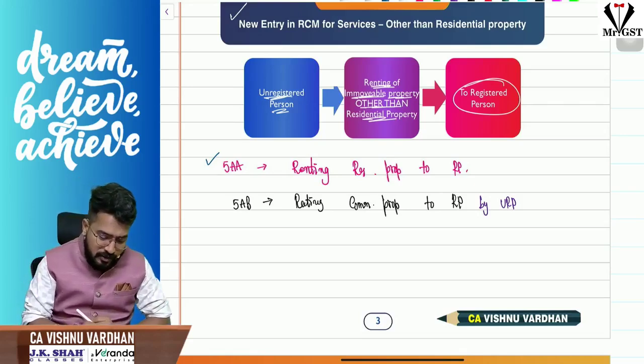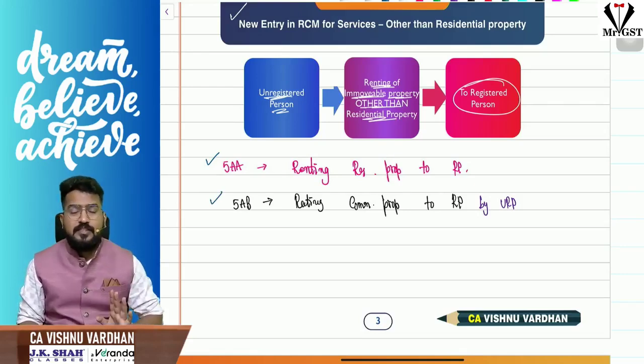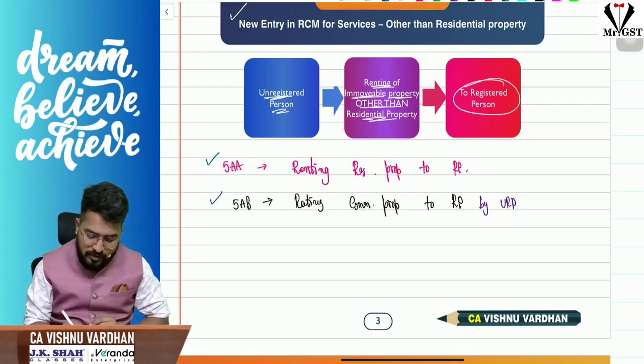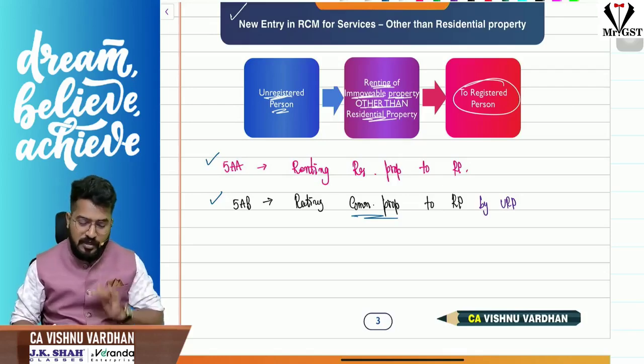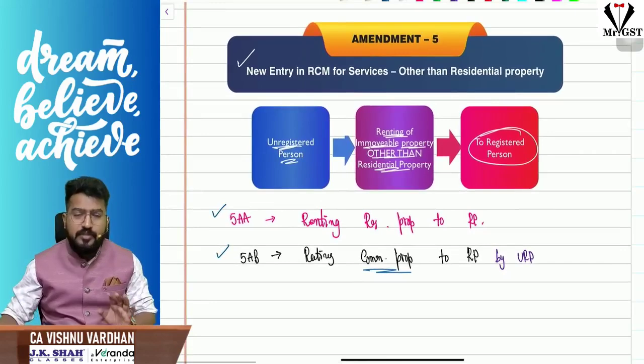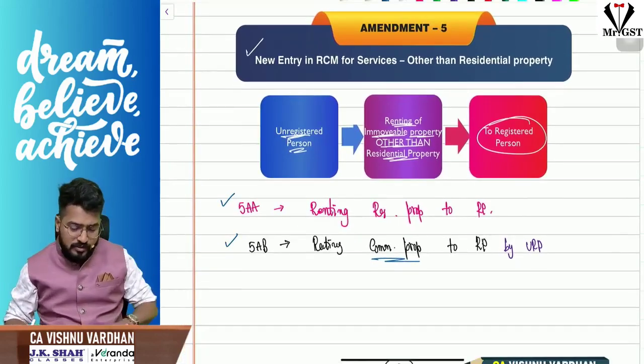But here, if the recipient is registered and the supplier is unregistered, then only with respect to commercial property does RCM come into the picture. That is what entry 5AB, the new one, adds. Okay, so this is the entry. Hope it is clear for you. So with this, we are done with that also.